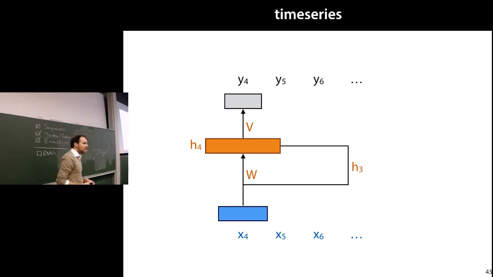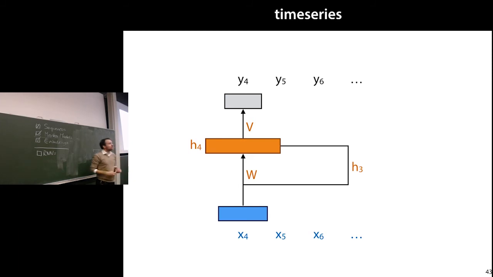Is every x1 the entire time series or a slice of it? The question is whether every x is one frame or the whole time series. Every x is one step in the time series, one frame or one slice. So x1 through x6 is the whole time series. So that works. We can just compute the forward pass, and given some weights, we get some output.